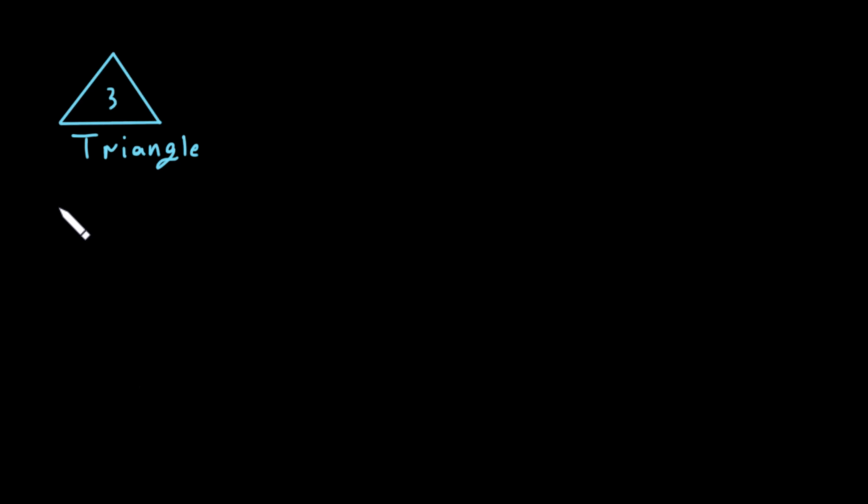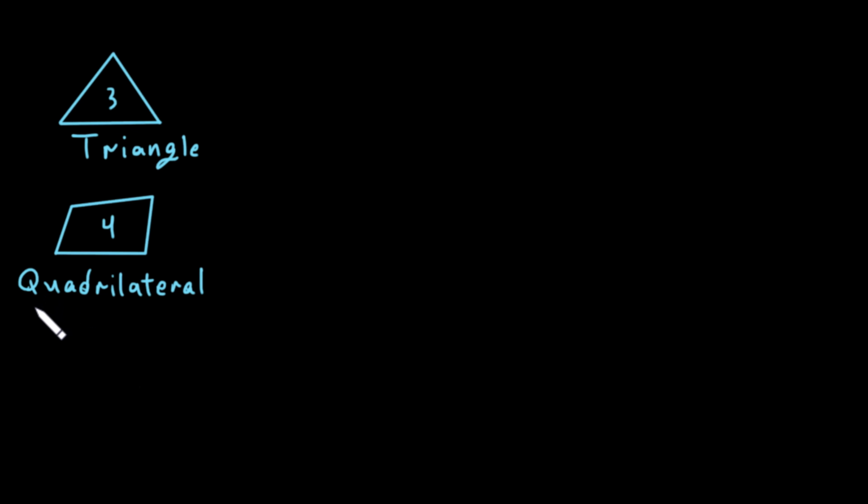A four-sided polygon is called a quadrilateral. If it's like this, it has four sides. It's called a quadrilateral. To help you remember, quad means four.